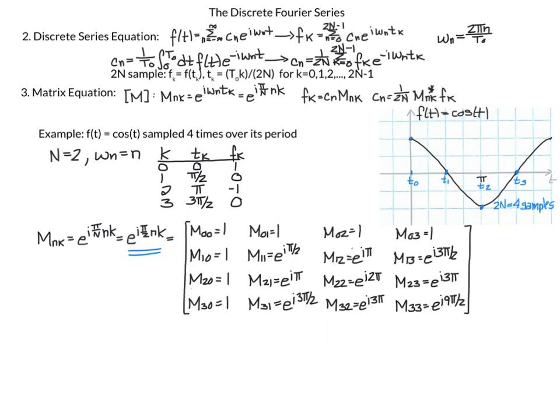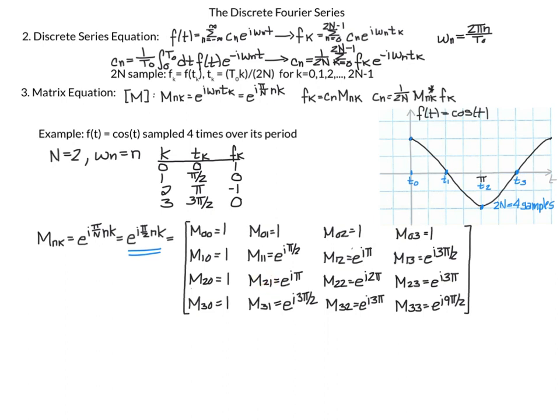So again, if we're at the 0th row or 0th column, because n is equal to 0, or actually k is equal to 0, well, either one. If either one's equal to 0, this is e to the 0, which gives us 1. So that's here. So let's start with M11. When we multiply n times k, we get 1. So we're left with e to the i pi over 2. M12, when we multiply n times k, we get 2. So we get e to the i pi. M13, so we have e to the i 3 pi over 2.